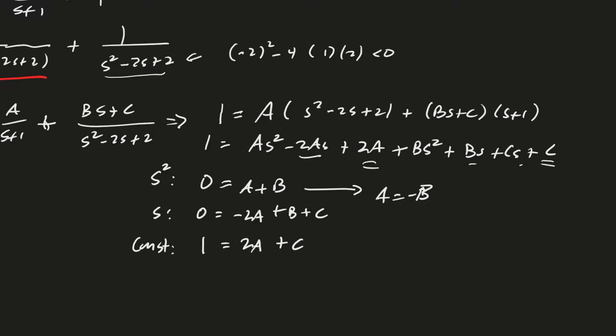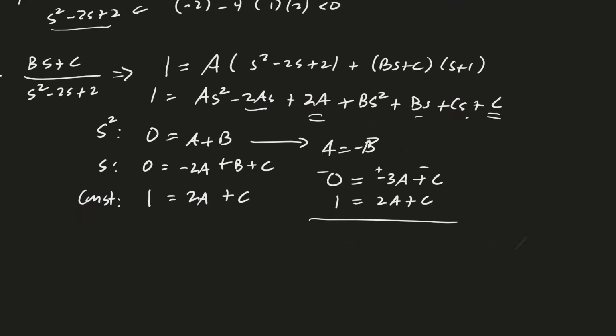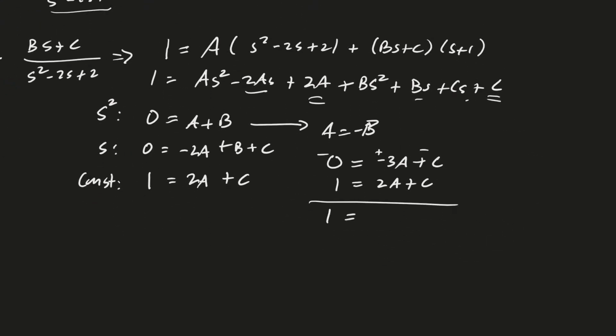Right, so if I plug that in down here, then I'm going to have 0 equals minus 3a plus c, and 1 is equal to 2a plus c. And now, let's see, if I subtract both of these, or multiply both sides by -1, looks like I get 1 equals 5a. And so a is equal to 1/5. What was b? b is negative a, so b is minus 1/5. And then c is 1 minus 2a, and a is 1/5, so that gives me 3/5.